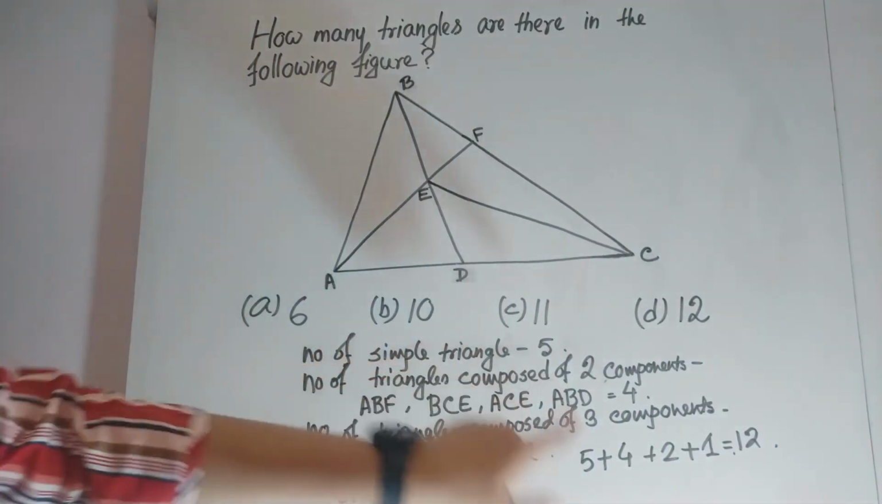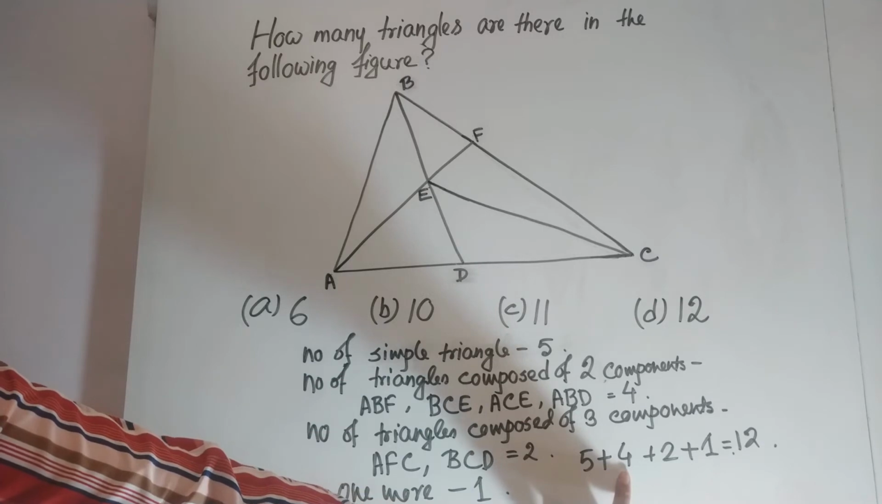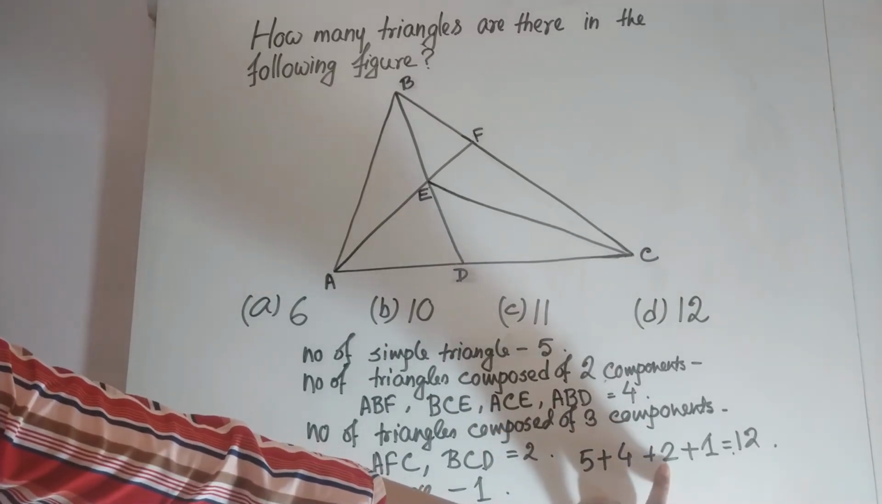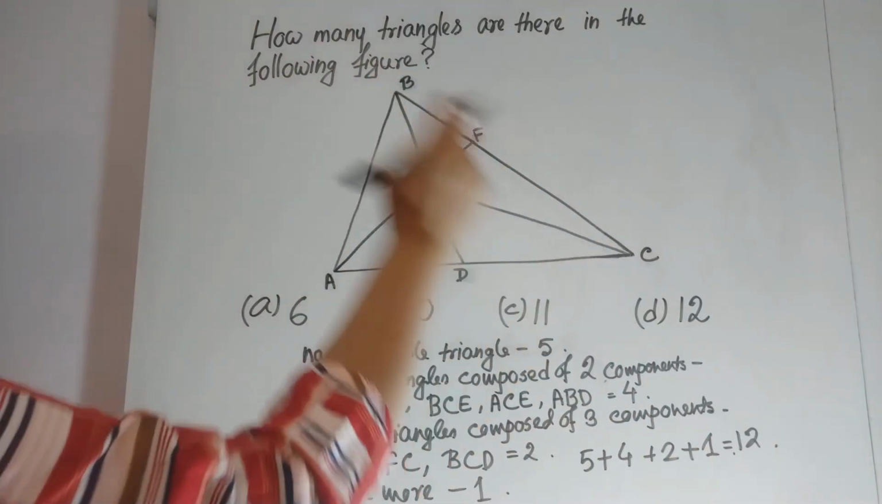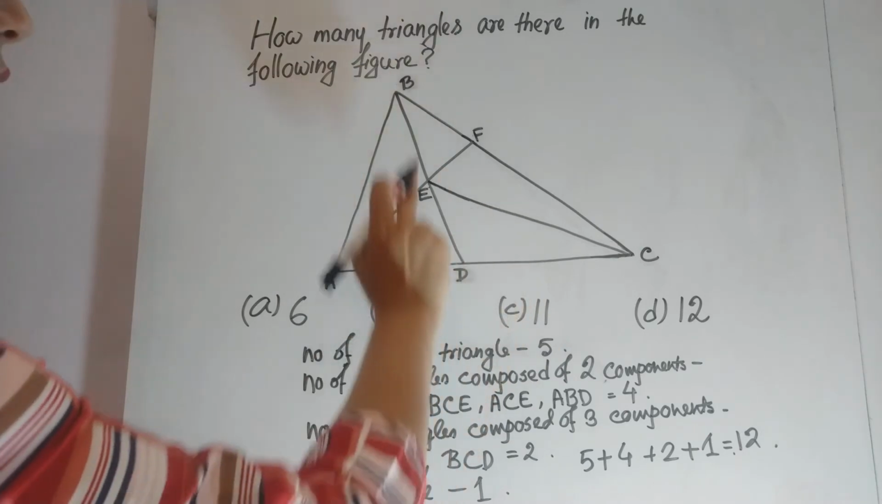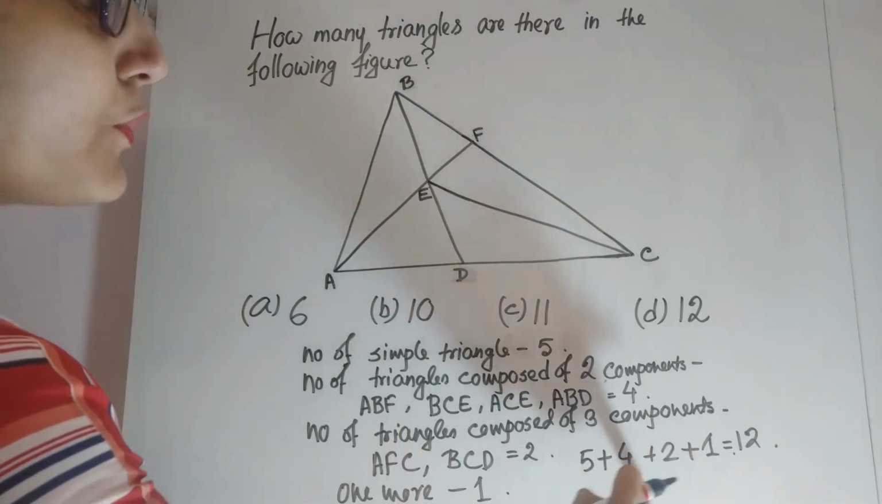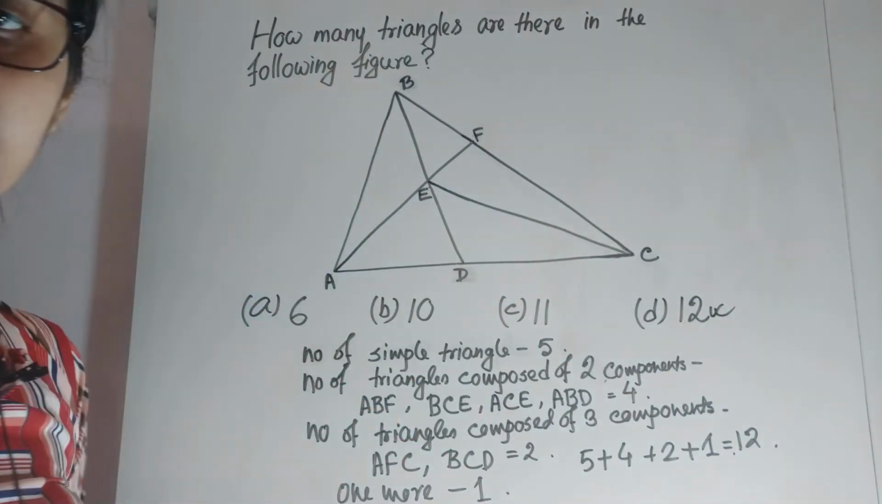5 is the number of single triangles. 4 is the number of triangles composed of 2 components. 2 is the number of triangles composed of 3 components. And 1 is the number of triangle composed of all the 5 components. Therefore, by adding all these, what are we getting? 5 plus 4 plus 2 plus 1, that is 12. So here 12 will be the answer.